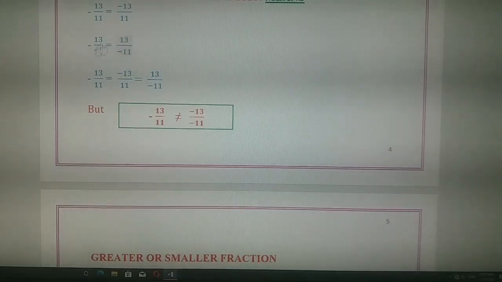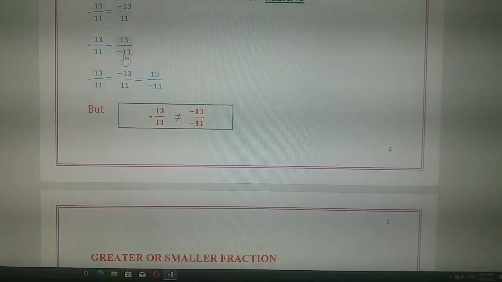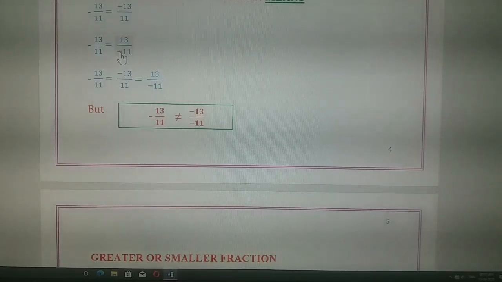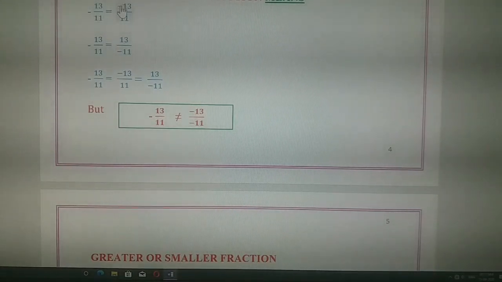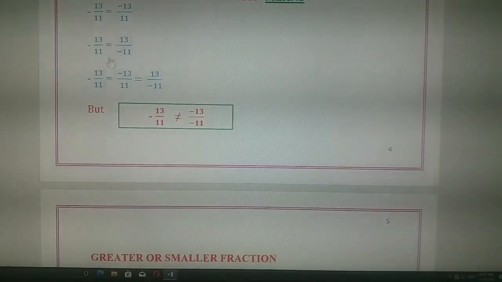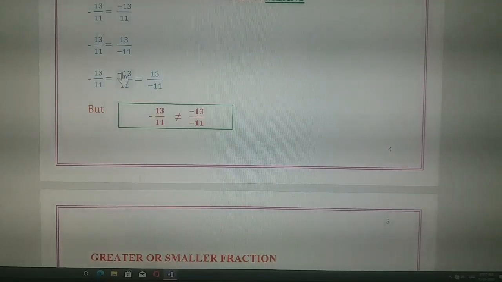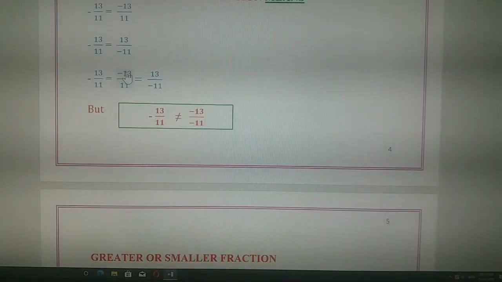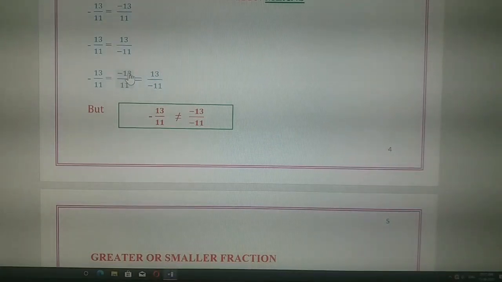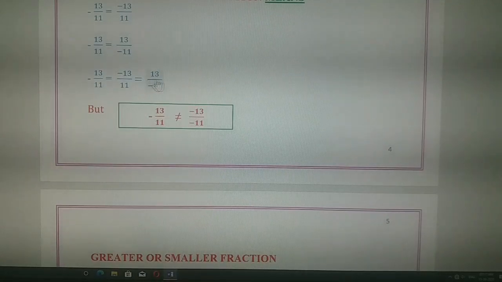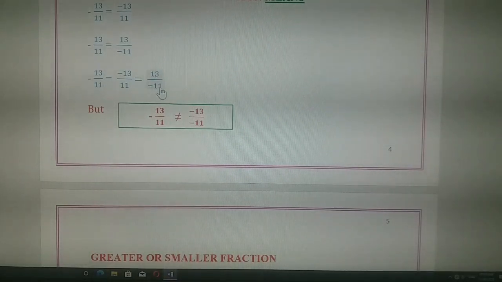So we can write minus 13 upon 11 as 13 upon minus 11. So the denominator 11 can be given a negative sign. Either the numerator or the denominator can be given the negative sign. Whenever a fraction has a negative sign in the middle, this negative sign can be given either to the numerator and make it minus 13 upon 11, or to the denominator and make the fraction 13 upon minus 11.